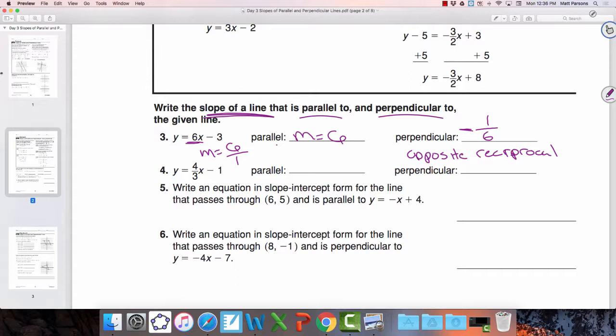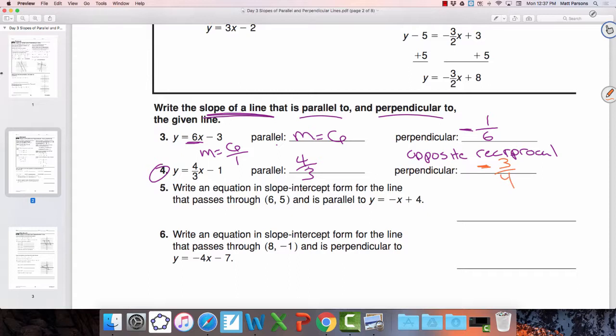So again, parallel for number 4 isn't going to change it. It's going to stay as 4/3. And perpendicular, I'm going to change it from a positive to a negative, and I'm going to flip the fraction to 3/4.